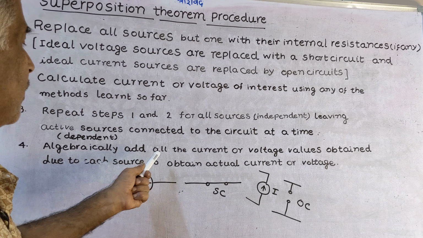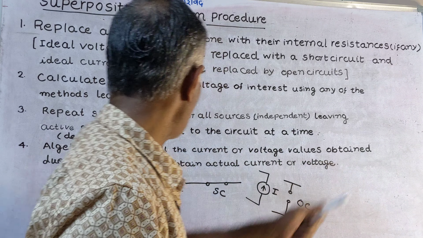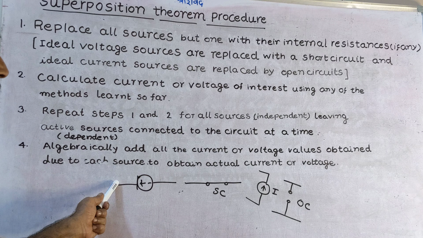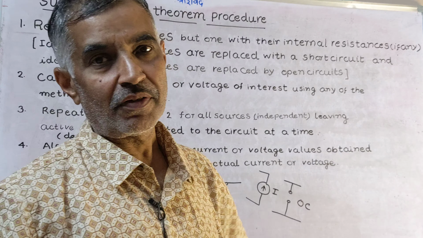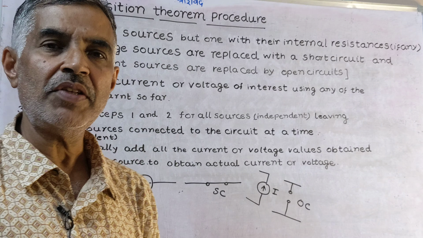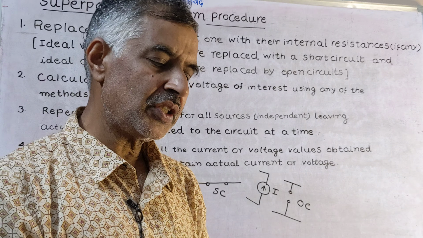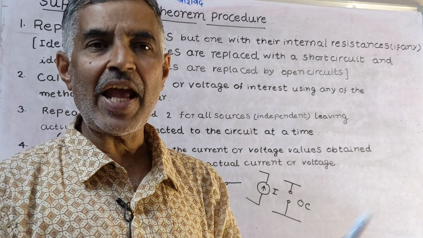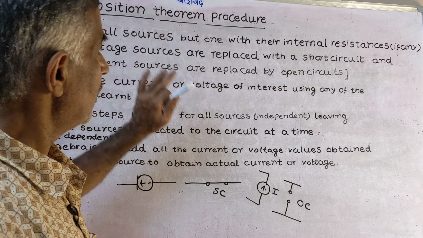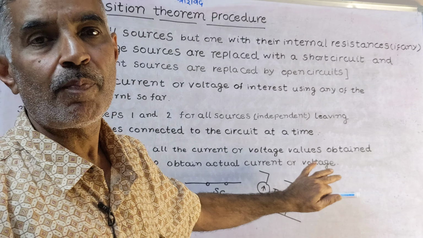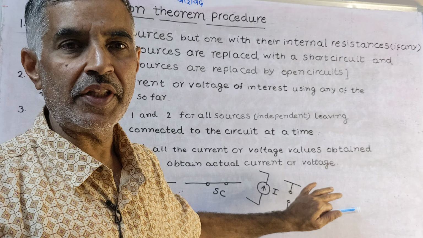Algebraically, add all the current or voltage values obtained due to each source to obtain the actual current or voltage. That is superposition. Individual currents or individual voltages are finally added, and then we get the answer. So this is the procedure. I will follow this procedure in the problems which I am going to work out in the next class.